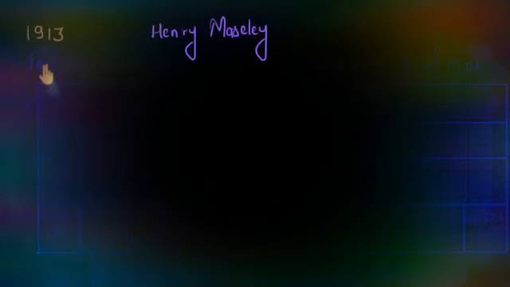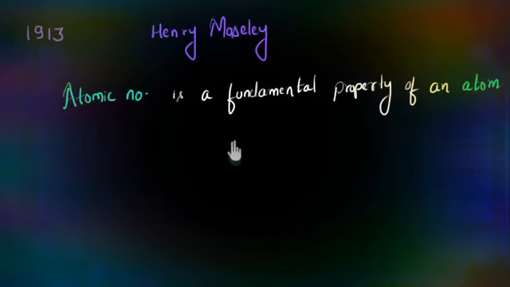So the year is 1913, and by now we know about electrons, protons, and atomic number. And our brilliant physicist, Henry Moseley, does an experiment to prove that the atomic number is a fundamental property of an atom, not the atomic mass. Now, I'm not going to show you his experiment, but I'll explain his inference. See, this basically means that the chemical properties of an atom depend on the atomic number of the atom, not the atomic mass. And now this is well understood.